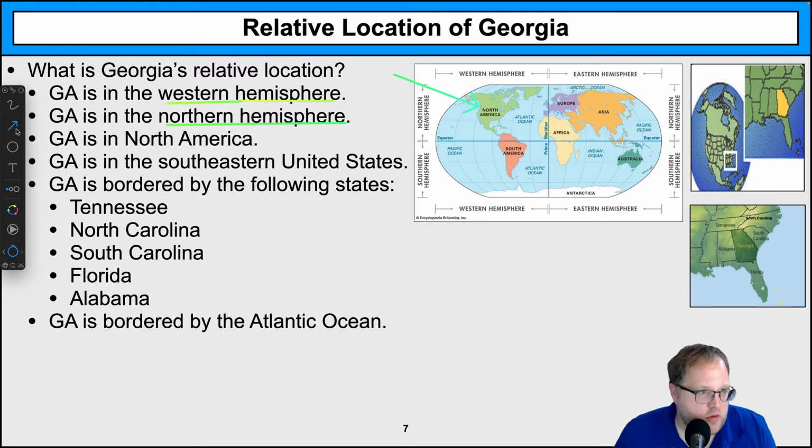We also need to know that Georgia is considered to be in the southeastern region of the United States. So if we look at this map of North America, and more specifically zoomed into the United States, which I have a map of right here, we know that Georgia is in the south and east region of the United States. You are also going to have to know what states border Georgia. So that would be Tennessee, North Carolina, South Carolina, Florida, and Alabama. And we can see a map of those surrounding states right here.